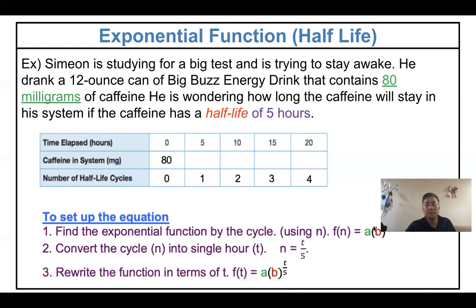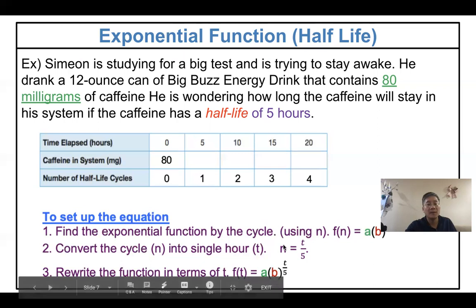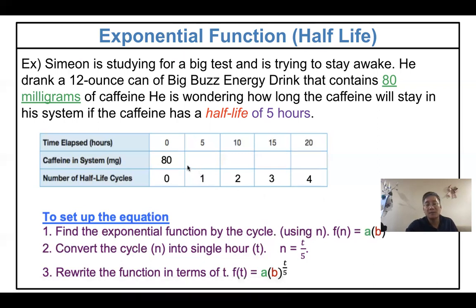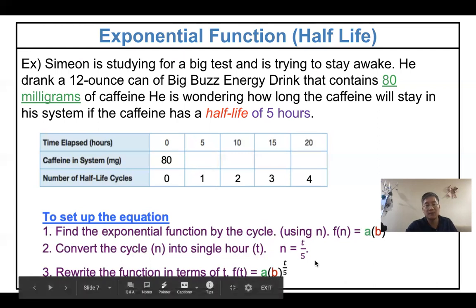And then it doesn't become half every hour. Every 5 hours, what do you do with the cycle? Here I wrote down n equal to t over 5. So when t is 5 hours later, it becomes 1 cycle, becomes 1 half, right?